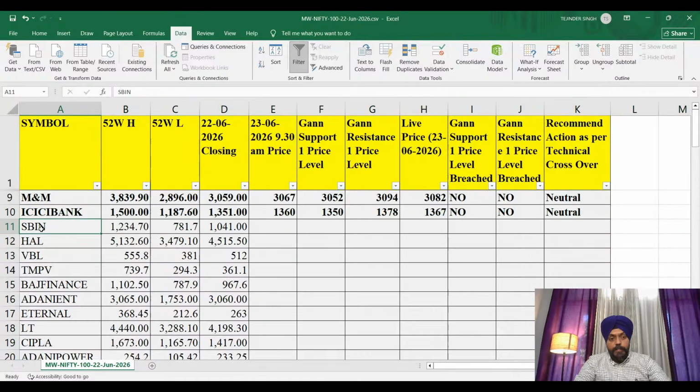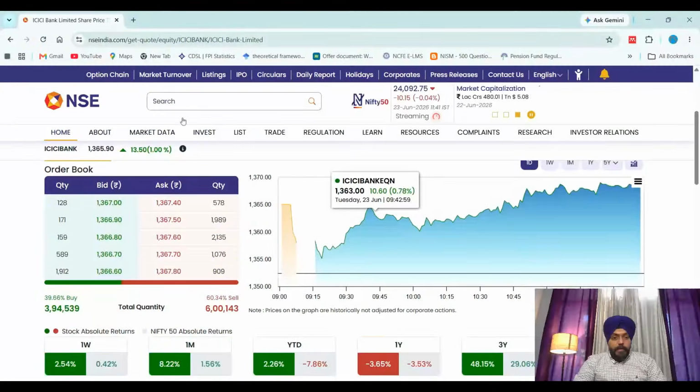Now the next stock is SBI. What if we record data with exact decimals? It does not matter much. It will not make much difference. Difference is there only.